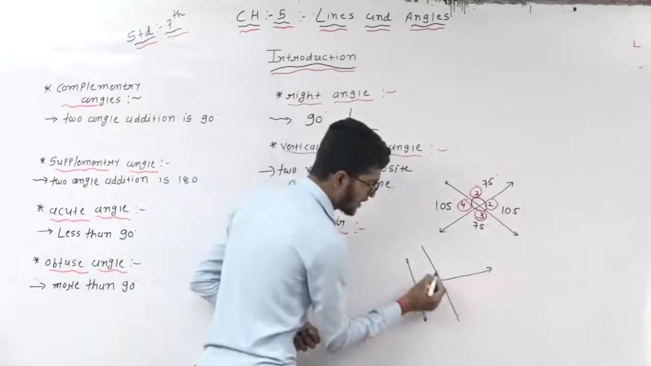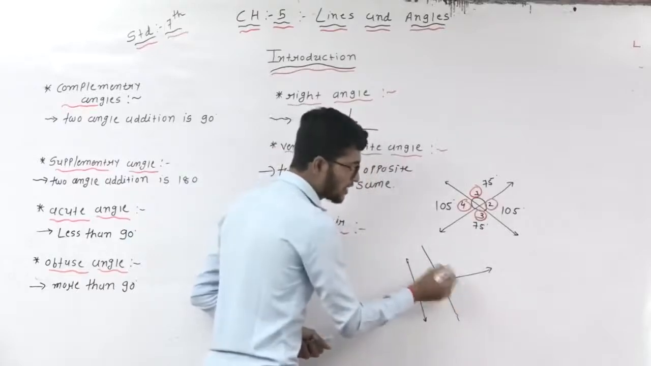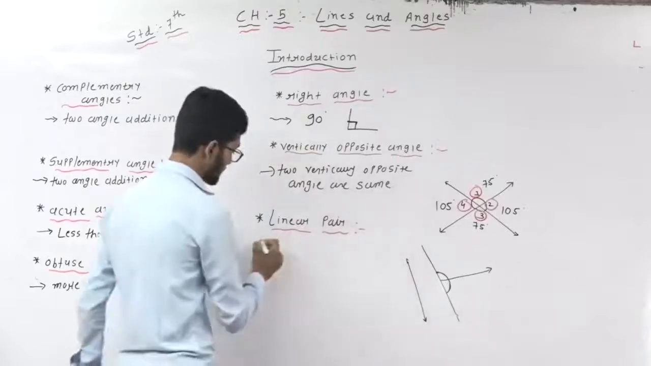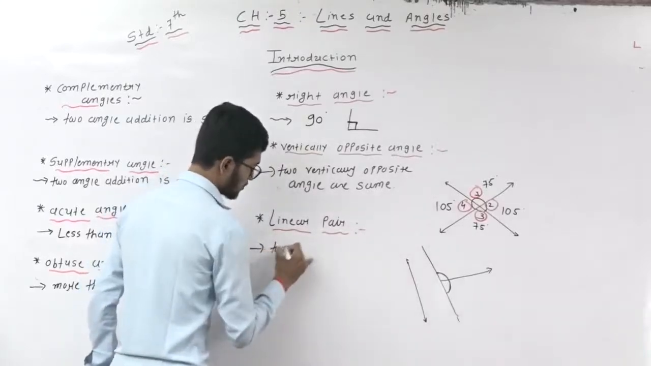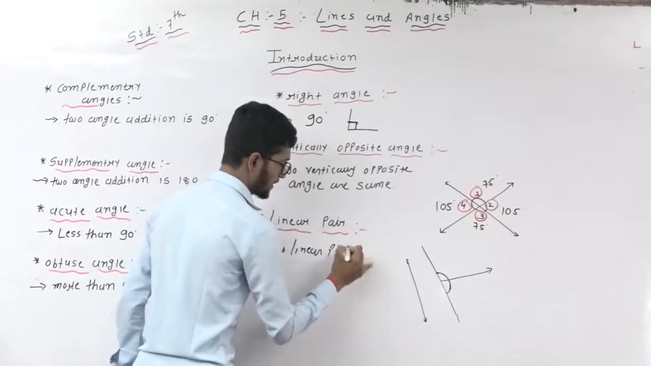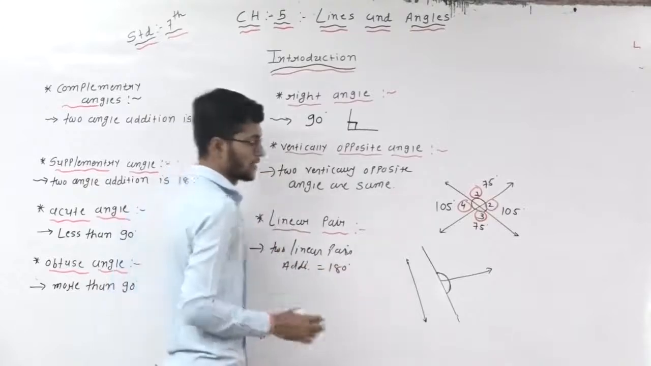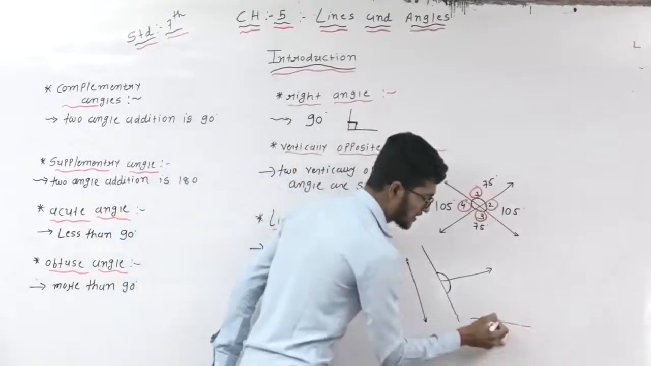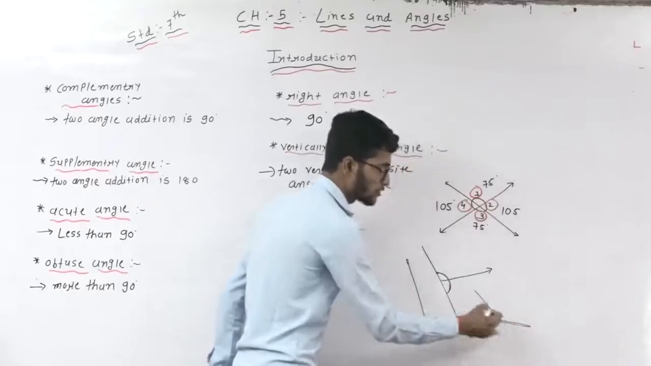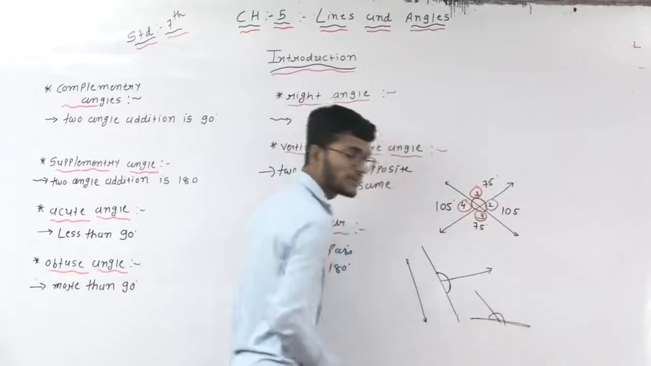Now here, this angle is divided into how many parts? 2 parts. So it's called a linear pair, and the addition of the two angles of a linear pair is equal to 180. Suppose this is one more example. If it is of this type, a straight line divided into 2 parts, this is also a linear pair. In this, the two linear pair angles add up to 180.